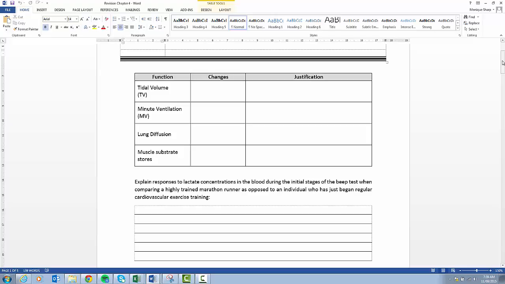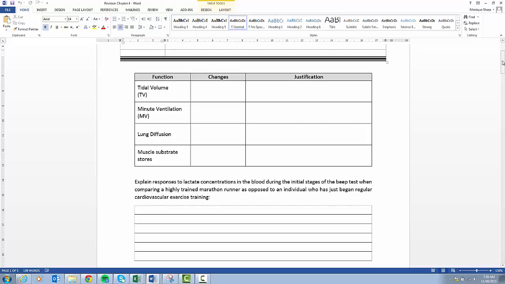Explain how it assists performance if that's relevant. So if you're looking at muscle substrate stores decreasing, that's not going to improve performance. But if you're looking at an increase in heart rate, increase in stroke volume, that's going to improve performance. So if it's relevant, explain how it assists performance. Apply what you know to a graph, or apply what you know to data, and we're going to look at a data example very shortly.